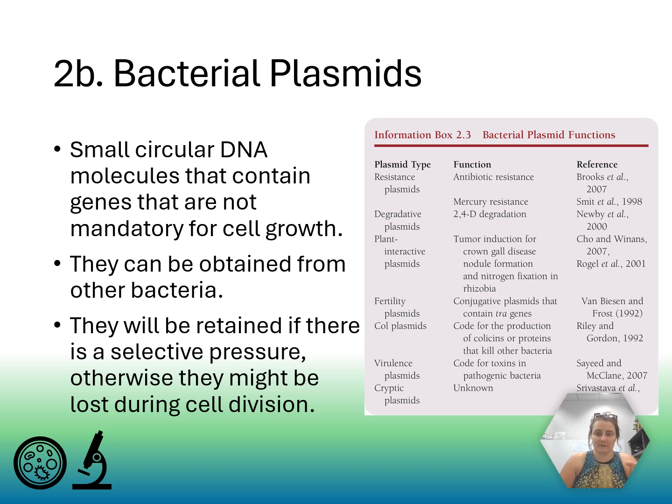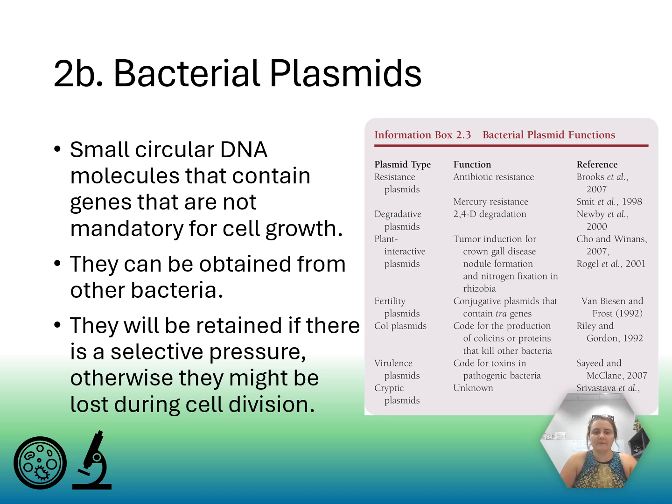So these are auxiliary genes. They're not something that's critical to cell function. But one thing that's really interesting about bacterial plasmids is that they can be obtained from other bacteria. So they can be retained if there's a selective pressure. Otherwise, the bacteria might lose them.